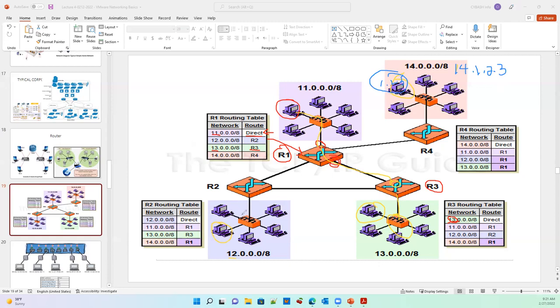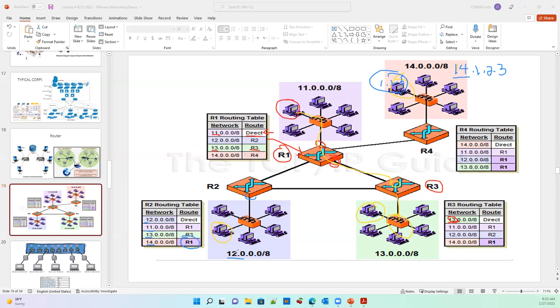And then it will ask the router. The router looks and says, okay, where do you want to go? I want to go to network 14. And it would start looking at the addresses. 12, no. 11, no. You want to go to 14. 13, no. You want to go to 14. 14, okay. For 14, you need to go to router 1.